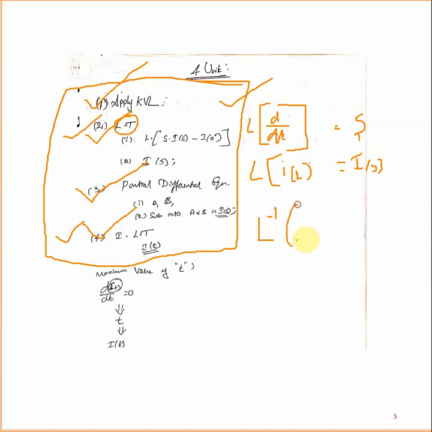Inverse Laplace transform: I of s is replaced into I of t. So it is just the opposite. Here I of t is replaced into I of s, and I of s is replaced into I of t. That is just the opposite, so that is called the inverse Laplace transform.